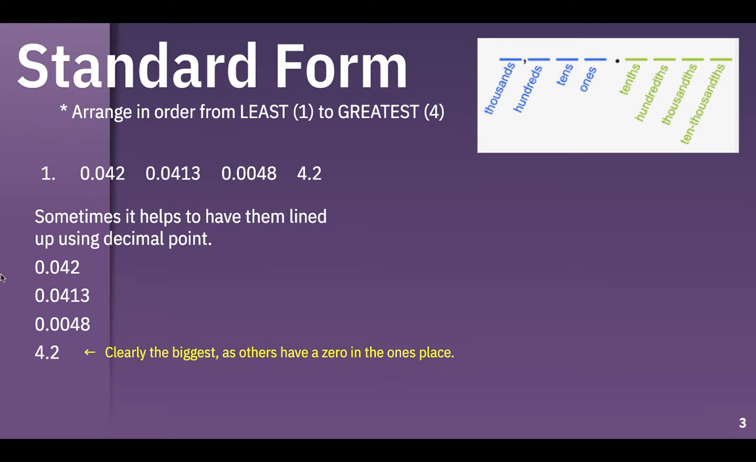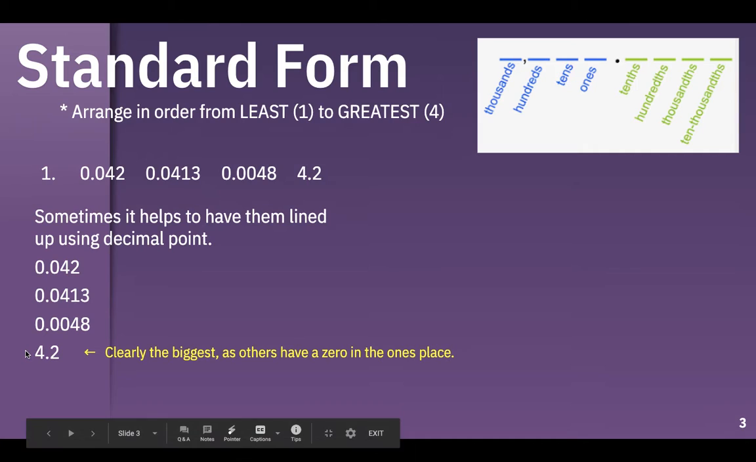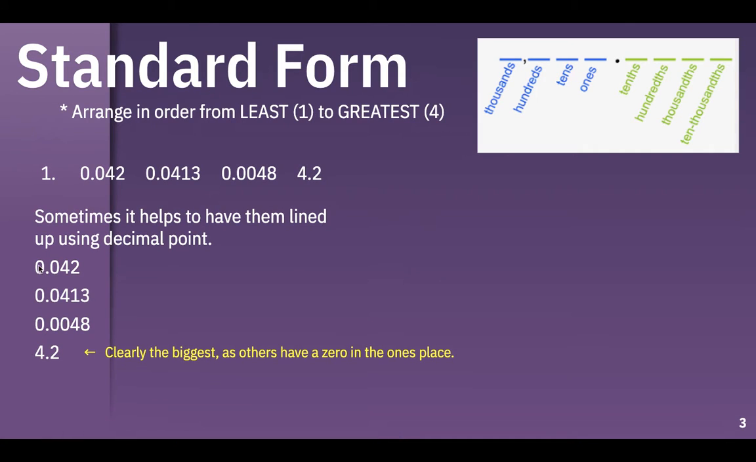Starting with our place values, let's look for obvious things. I'm going to start in the ones place. 4 is clearly the biggest, as the others have zeros in the ones place. So we know that one's going to be our 4. Our answer will be 4 over here. This is our fourth number because we're going from least is 1, greatest is 4.